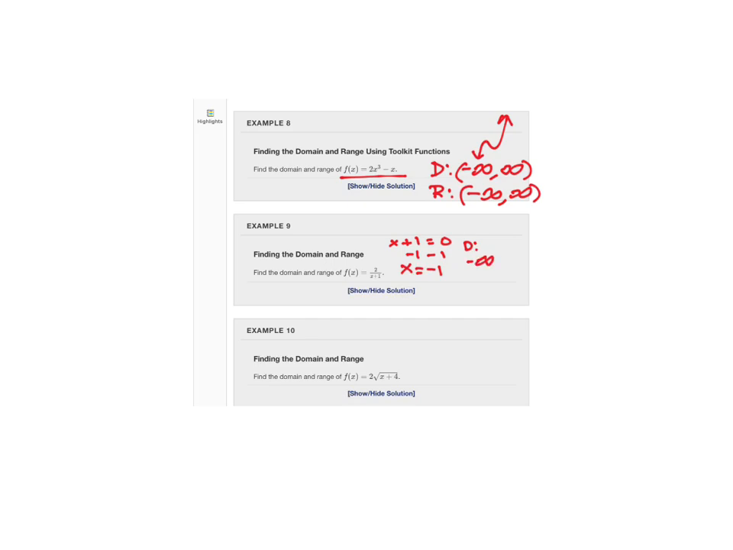Negative infinity to -1 with, can it be -1? 2 over x plus 1, yes. It can't be -1. So what kind of bracket do I put here? Parentheses. Parentheses, good. Then I'm going to pick back up and I'm going to go -1 to positive infinity. Good, good, good.